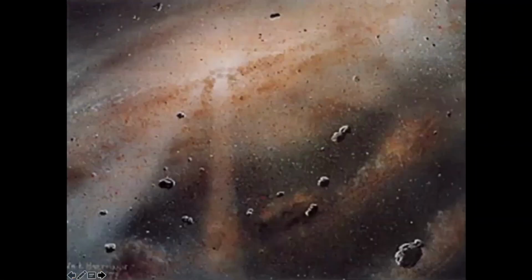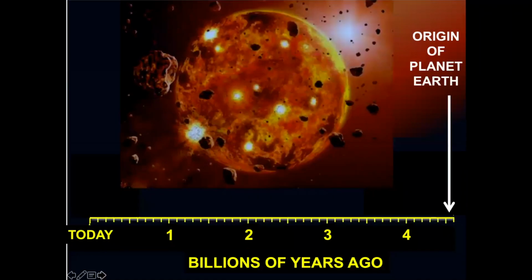And the debris that was orbiting around that newly forming star started to agglomerate, collect by the process of gravitation into bigger and bigger chunks. And eventually, about 4.6 billion years ago, we have the origins of the planet Earth.